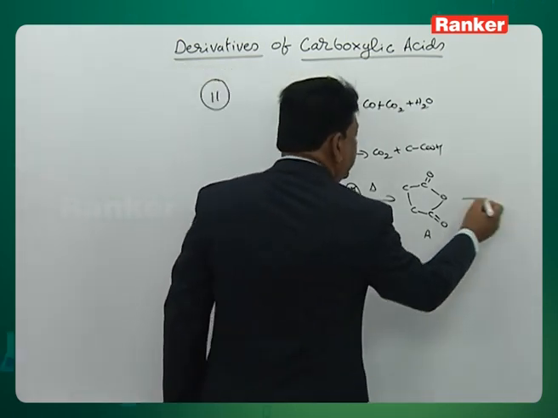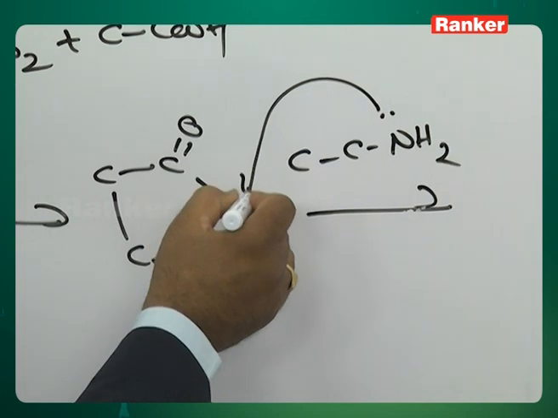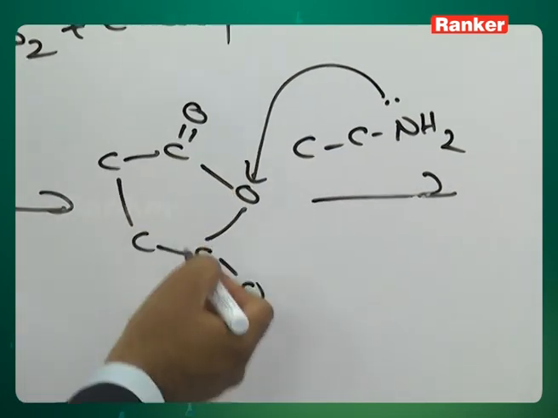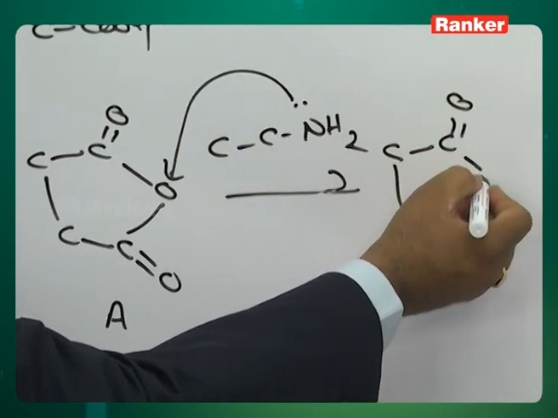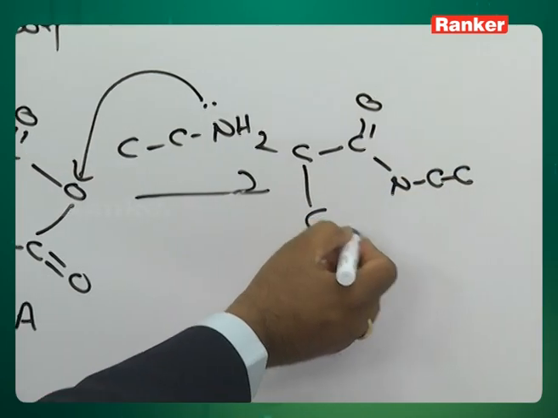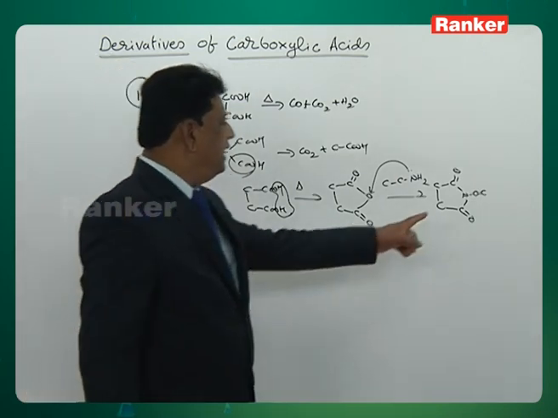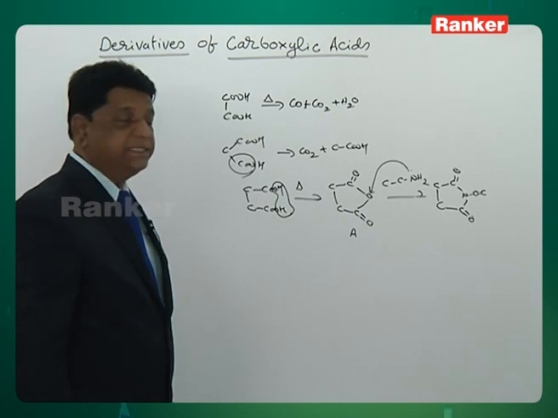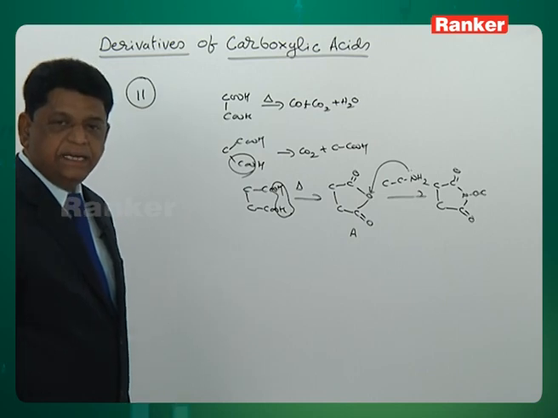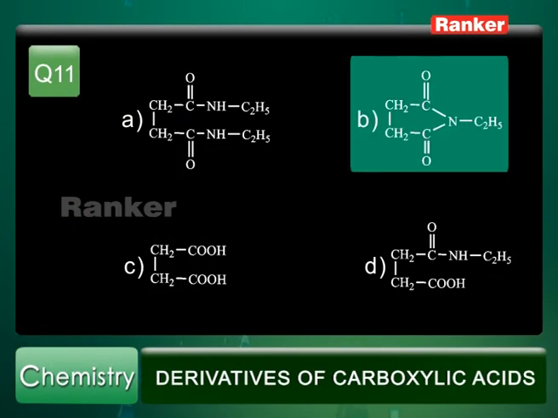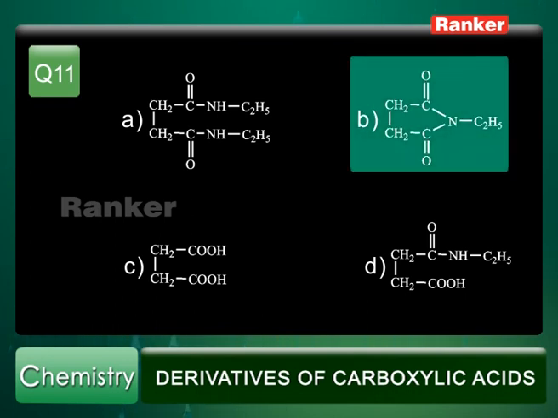This A is treated with ethylamine. In ethylamine, N is a stronger nucleophile, therefore it replaces this one and inserts in the ring. Again a cyclic compound is formed, a cyclic imide. However, it has an ethyl group, so N-ethyl succinimide is formed. If hydrogen is there, it is ordinary succinimide. N-bromosuccinimide, NBS, is a well-known brominating agent. Here N-ethyl succinimide is the answer. So option B is the right answer.